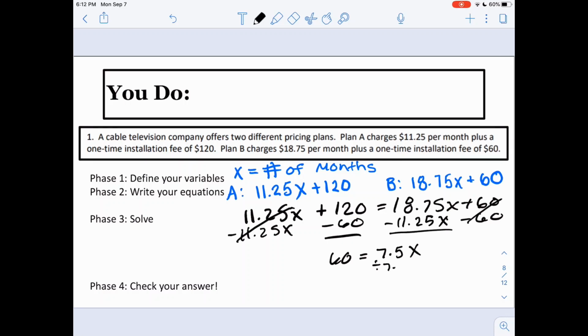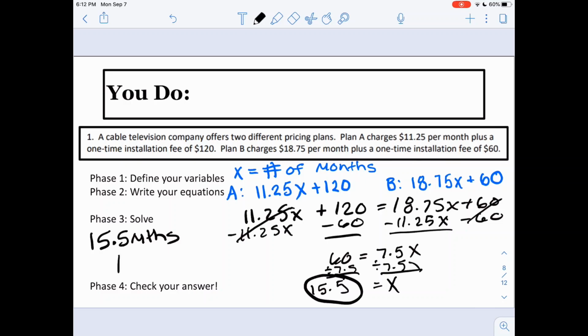Now we're going to divide, and see that x equals 7.5... actually 8. What that means is after 15.5 months, the cell phone plans equal each other. Because cell phone companies don't typically charge in half months, we would probably say that after 16 months, the 2 plans were equal to each other.